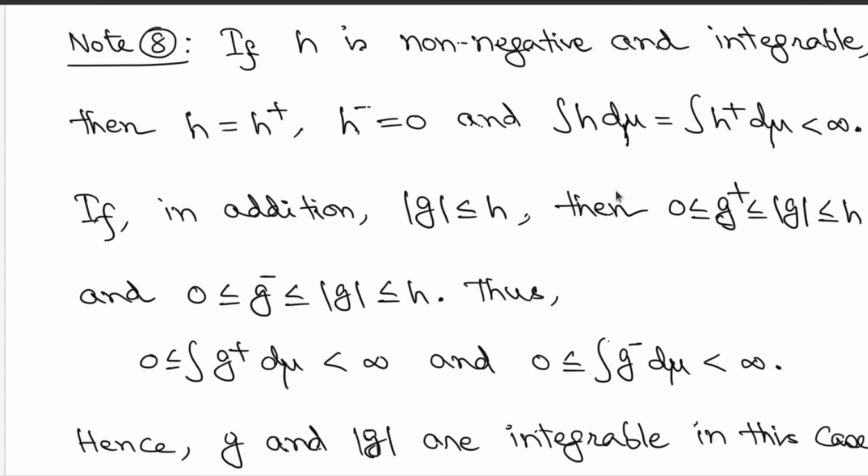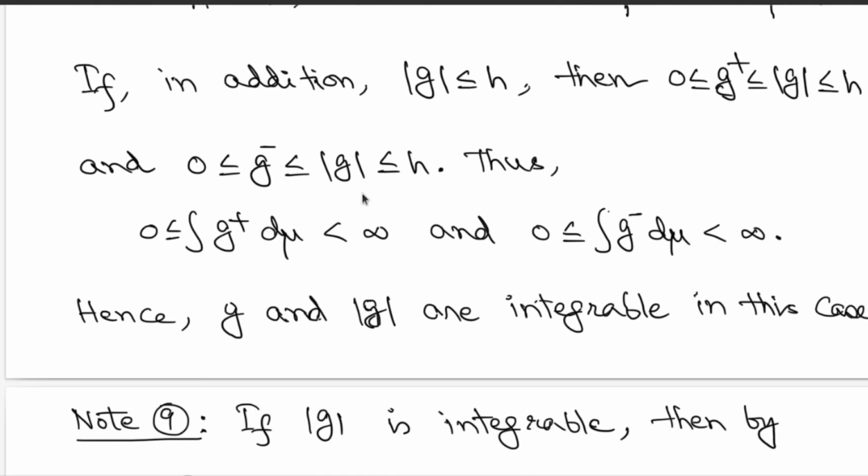Okay, great. A similar inequality holds for g minus. So g minus is also less than or equal to mod g, and if mod g is less than or equal to h, then g minus is also less than or equal to h. Great. So therefore you will immediately say that the integration of g plus is less than or equal to the integration of h, and since the integration of h is finite, you will immediately say that the integration of g plus is finite. Similarly, the integration of g minus is finite because it's dominated from above by the integration of h. So both g plus and g minus have finite integrations. So therefore what you immediately say is that the function g is integrable, and you also observe that g and mod g both are integrable here.